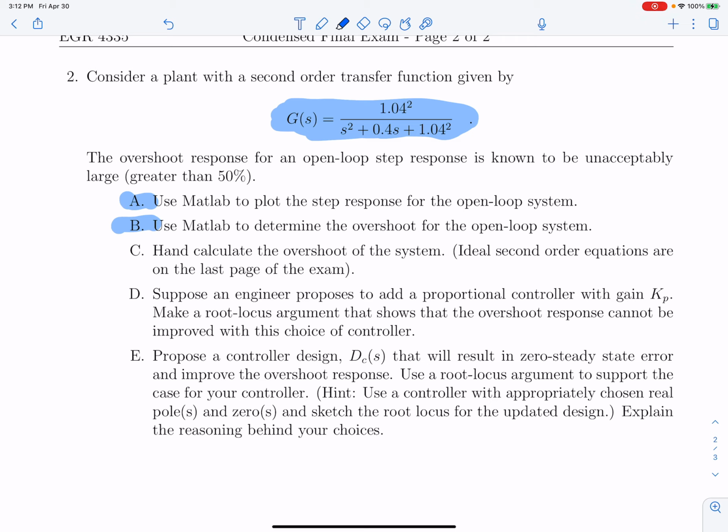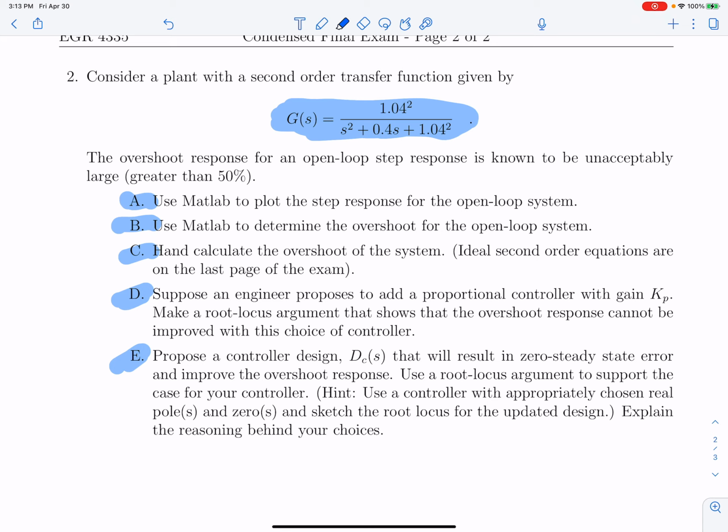You can determine that from MATLAB. Look at the plot, figure out the overshoot. And then you can hand verify that in the next step. And then I want you to make a root locus argument that no proportional controller with a constant gain can improve the overshoot response. And then finally, propose a design where you can improve the overshoot response.